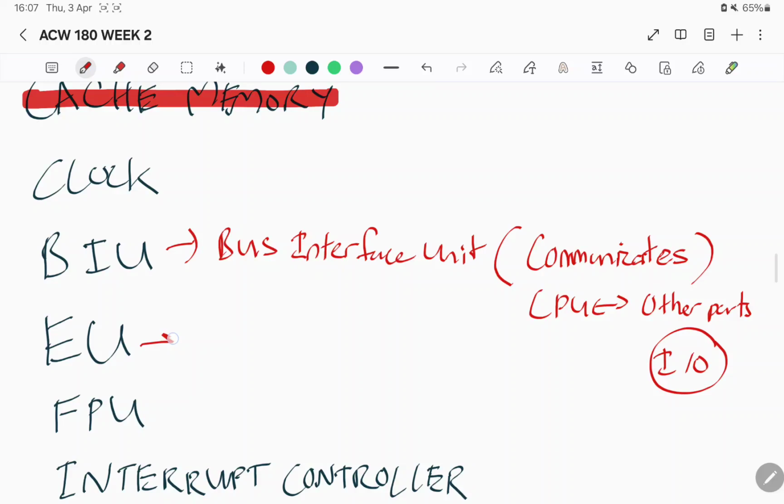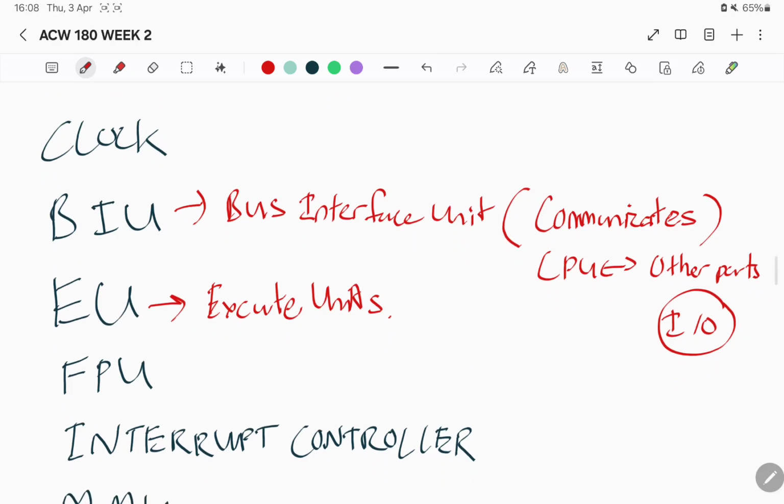Then we got this one, the execute unit. The execute unit performs the actual operation as dictated by instructions. It includes the ALU, the control unit, and other supporting components. The EU interacts with the registers to execute and store the result of computation. Basically, execute. Alright, that's the keyword over here.